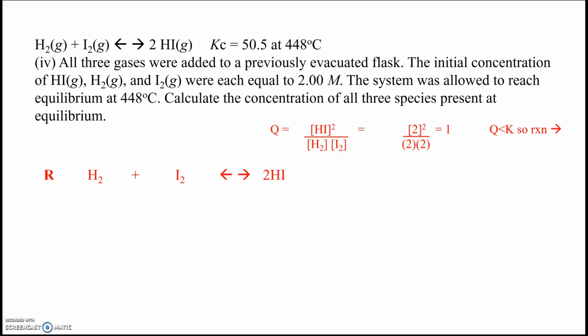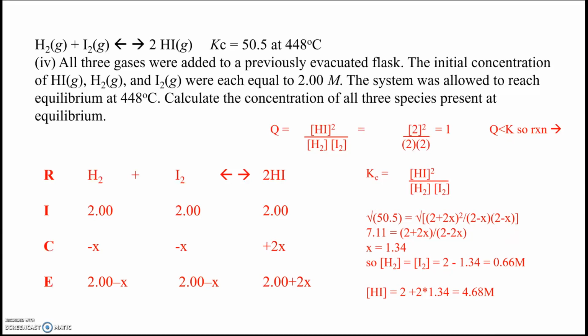All right, now we set up our rice box. We write in our reaction equation. We write in our initial concentrations. Everybody is at 2 molar. We write in our changes due to stoichiometry, and we compute what our equilibrium positions are going to be. And we plug in those equilibrium positions into our expression for Kc. And when we solve for X, we get 1.34.